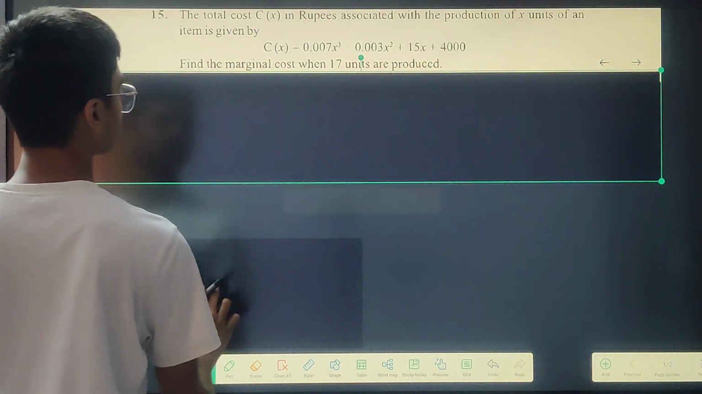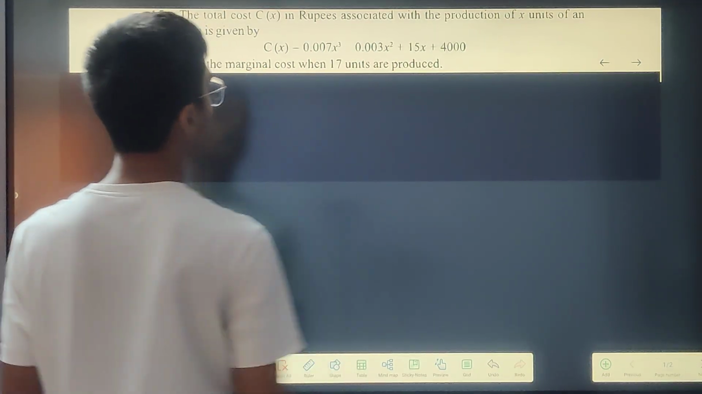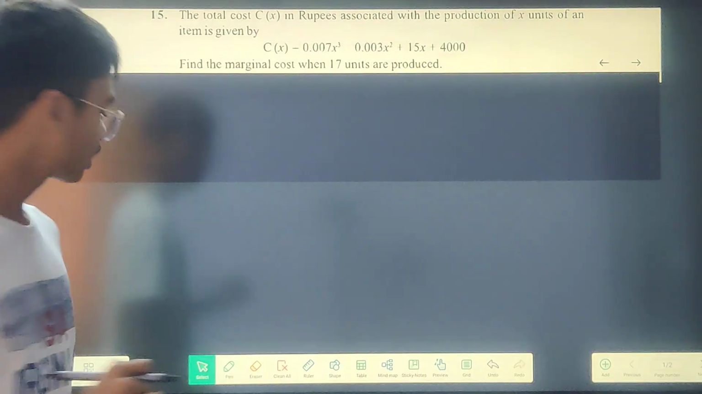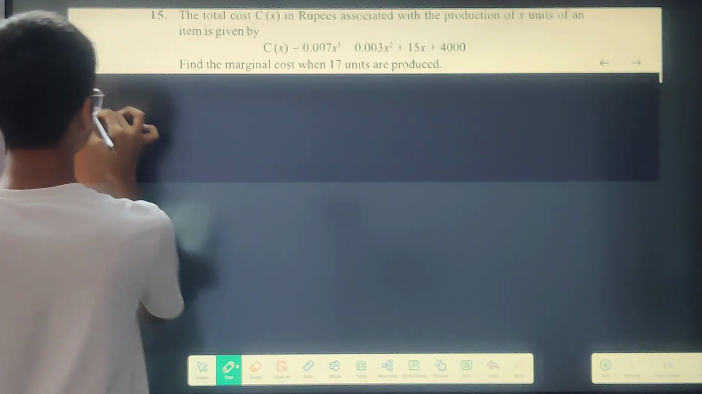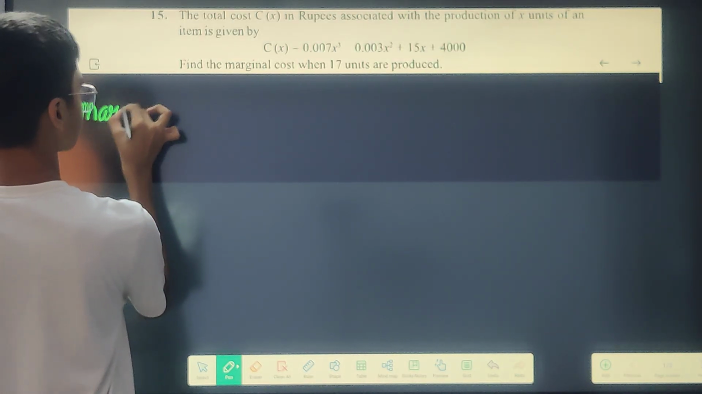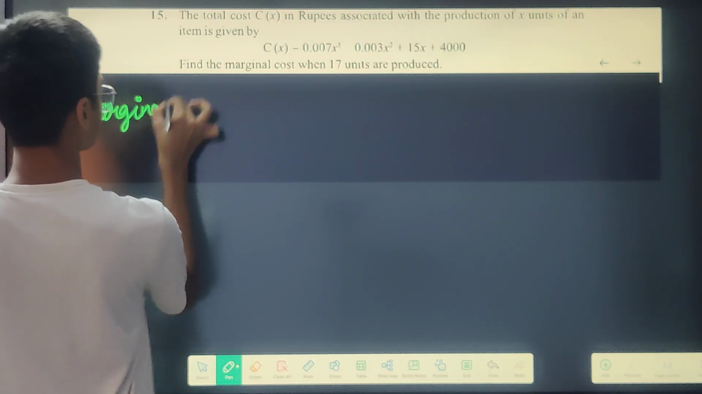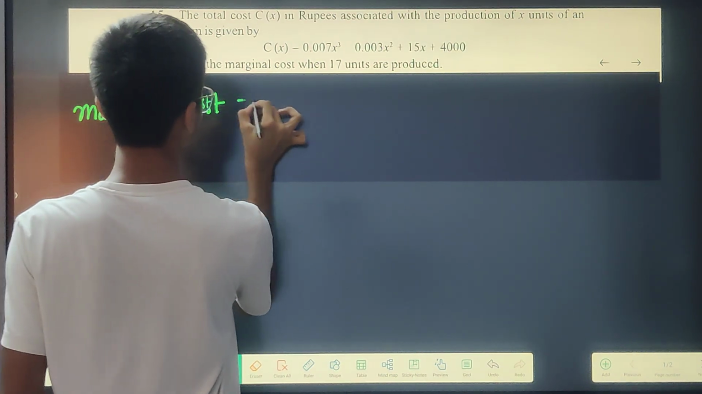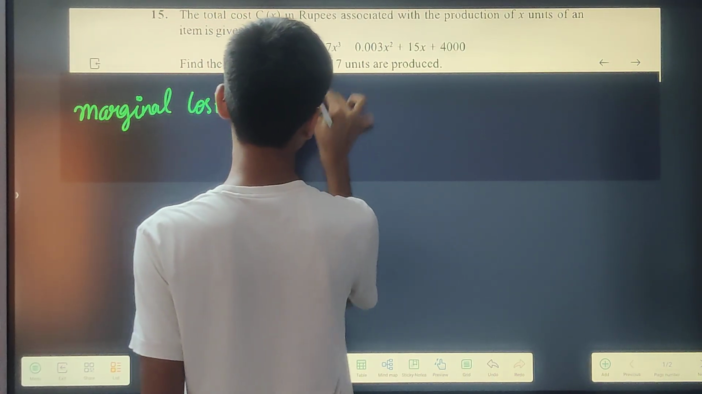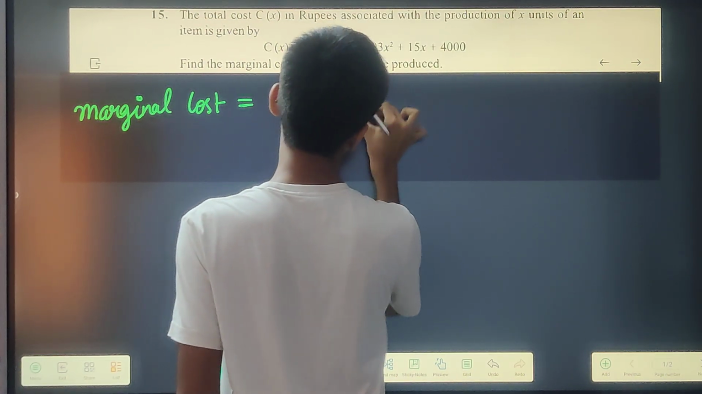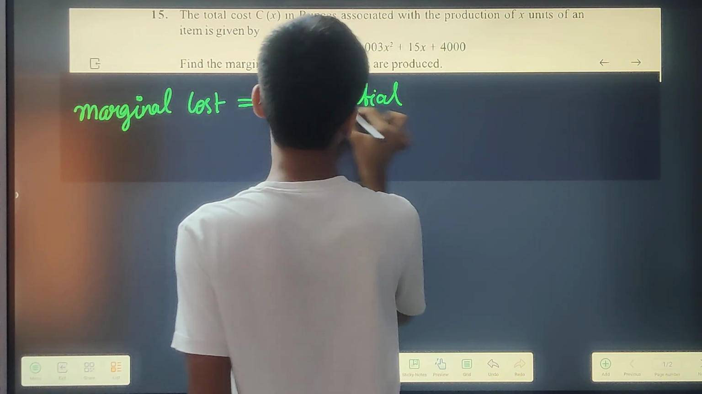Okay, they are asking us to find the marginal cost when 17 units are produced. You can keep that marginal cost. Marginal cost is equal to differential cost. Okay, what does it mean?